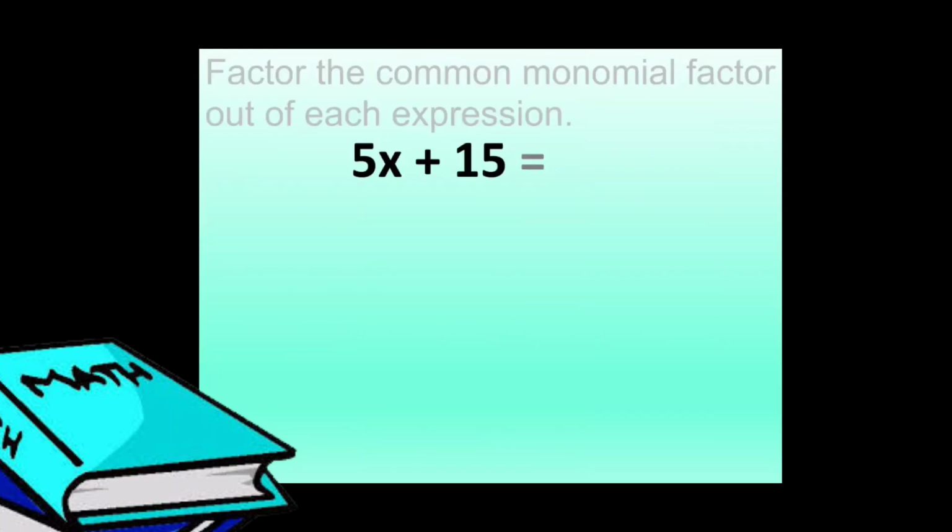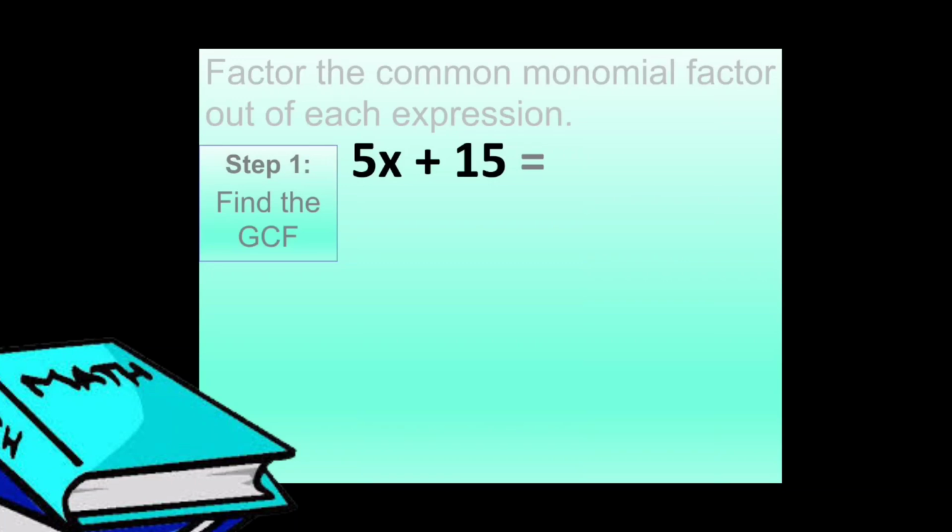Now let's proceed to our second example. Factor the common monomial factor out of each expression. So we have here 5x plus 15. To factor the GCF out of a polynomial, we do the following steps. First, we need to find the GCF of all the terms in the polynomial. We have here two terms: the first term is 5x, and the second term is 15.